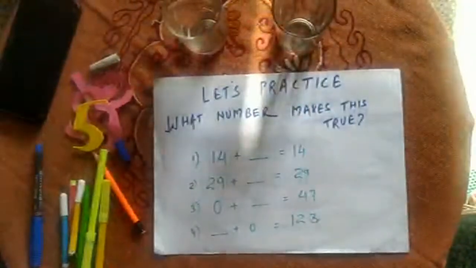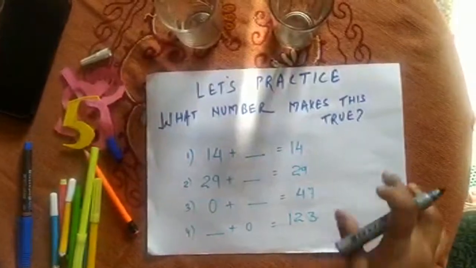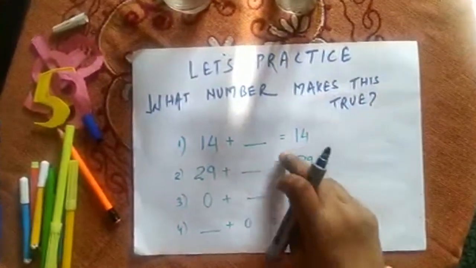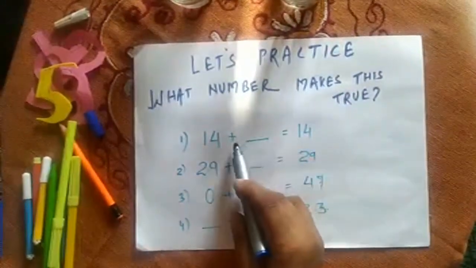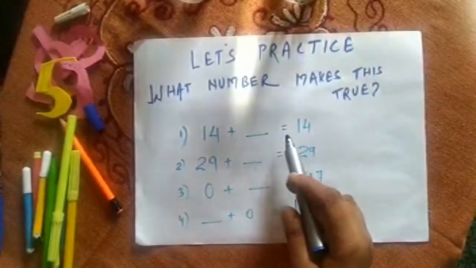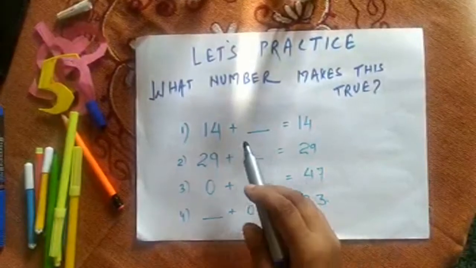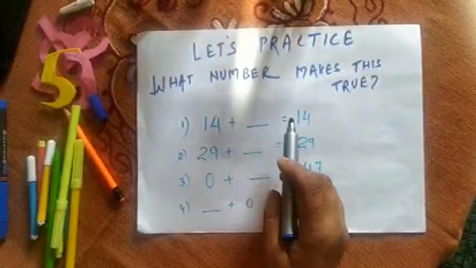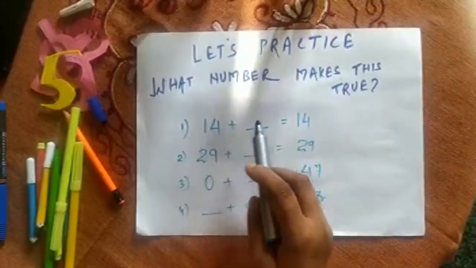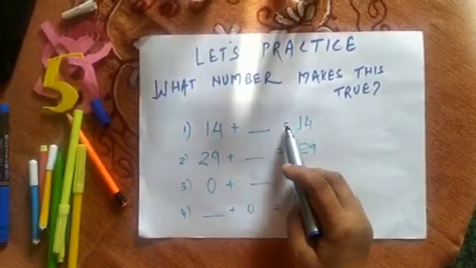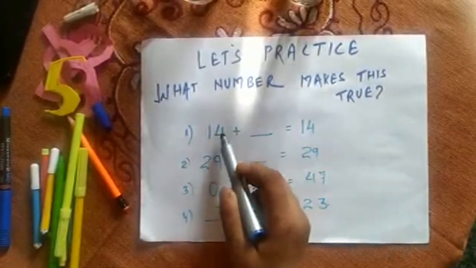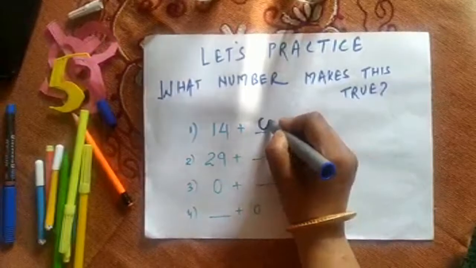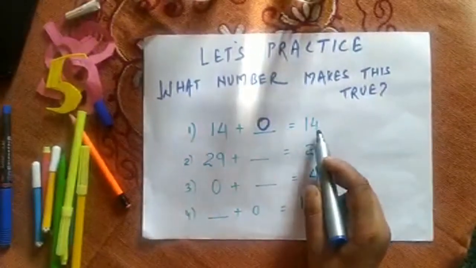Now let us practice. What number makes this true? 14 plus something is 14. I have told you that in the identity property, if a number is added with 0, then the sum is the number itself. So here 14 is the addend. If the next addend is 0, then their sum is 14.